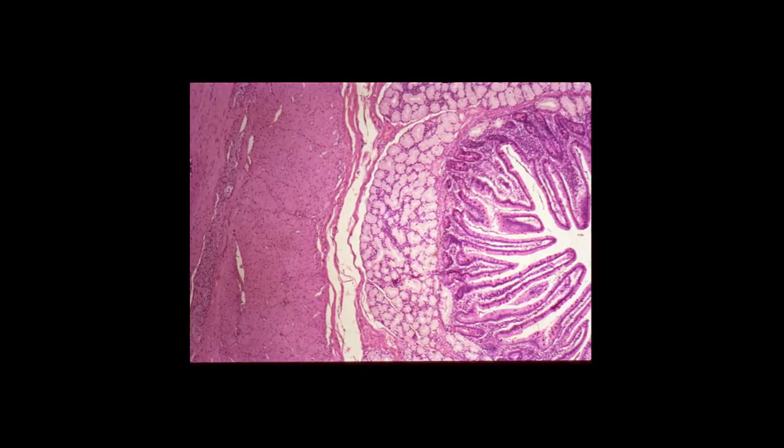I'd also like to make a comment. The duodenum being a portion of the small intestine, you can notice the villi that project into the lumen of the small intestine. This is a major distinguishing feature of the small intestine as compared to the large intestine, which you'll see a little bit later in this podcast.